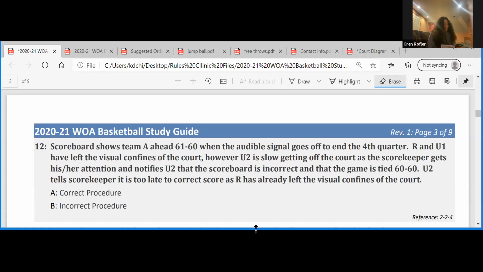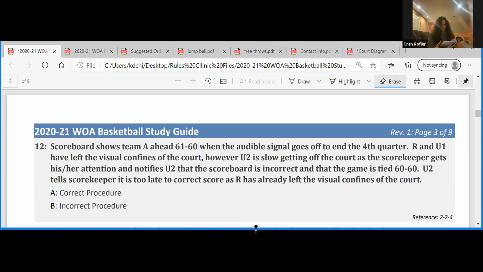Yeah, this is a 3-person crew, and so there R is the referee, and then you have an umpire 1 and an umpire 2. But the concept is still the same. If you're in a 2-person game and the referee leaves the floor and the umpire is still on the floor, and the table tells them, "Oh, the score's really tied." What do you do?